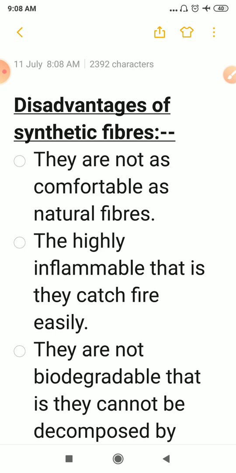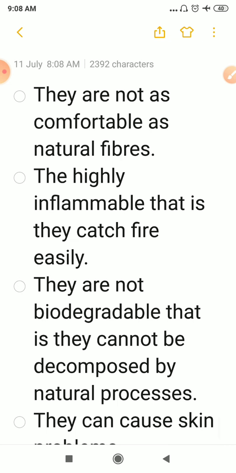What are the disadvantages of synthetic fibers? Synthetic fibers are not as comfortable as natural fibers. Cloths made of synthetic fibers are not as comfortable as the cloths made from natural fibers. Synthetic fibers are highly inflammable. That is, they can catch fire easily.